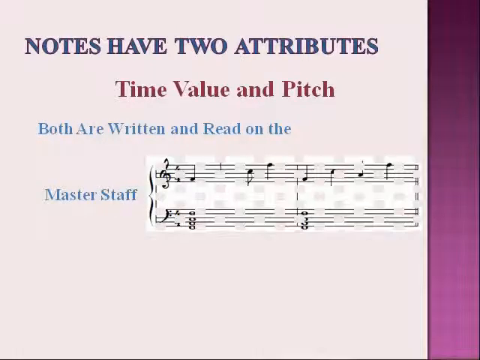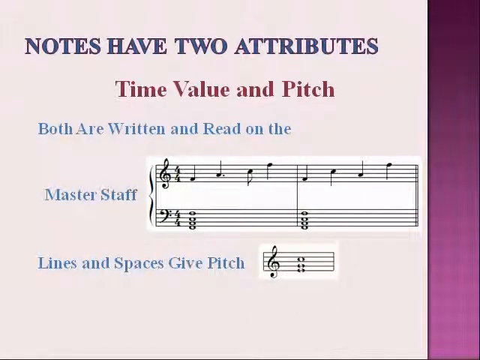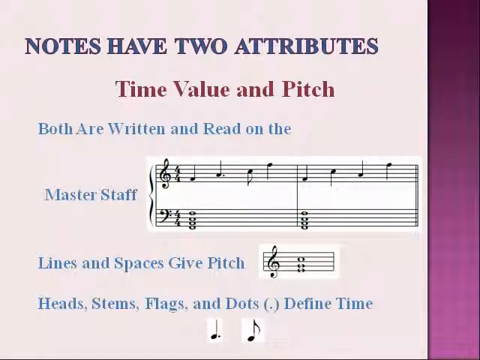In order to read music, you have to understand that notes have two attributes: time value and pitch. Both of these are written on the master staff. Pitch is defined in either a space or a line, and time is defined by notes, symbols using different heads, stems, and dots.